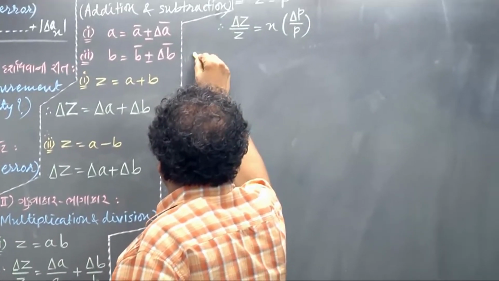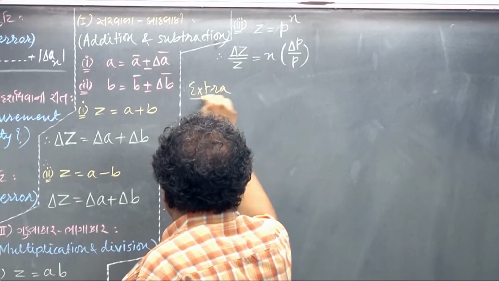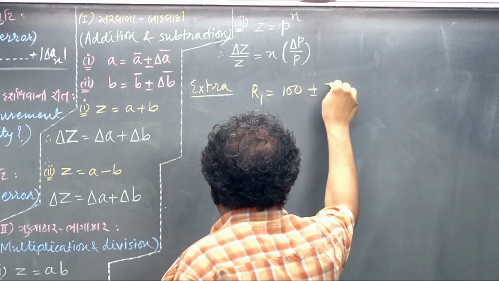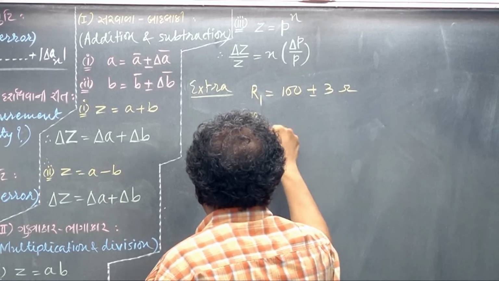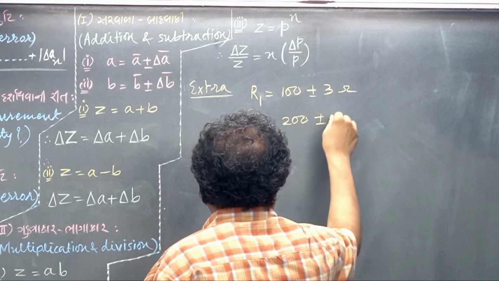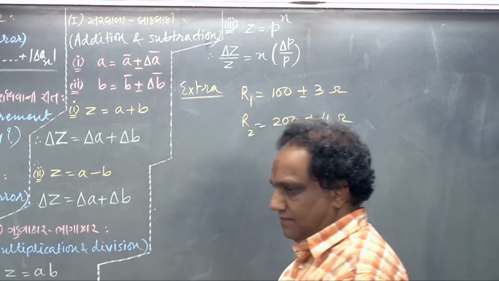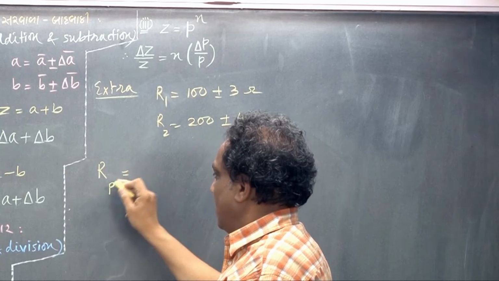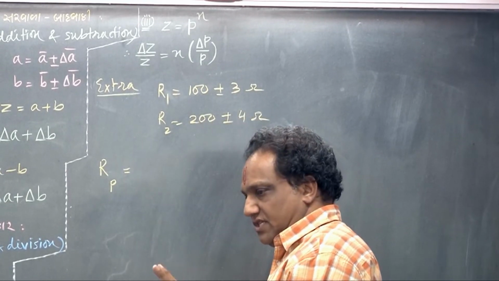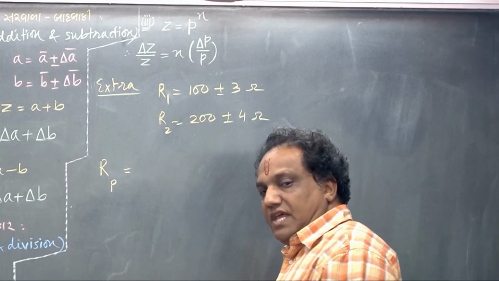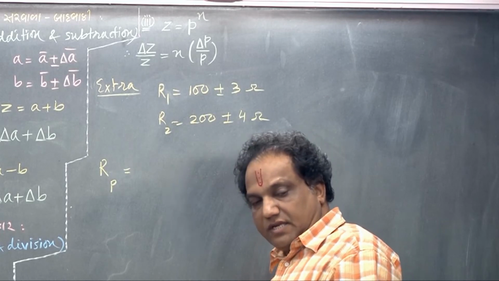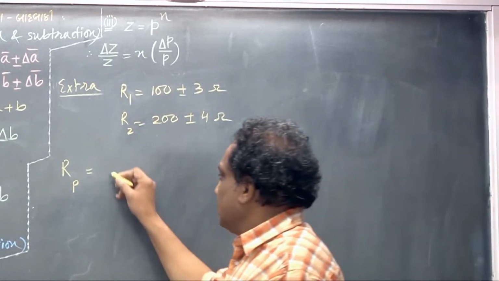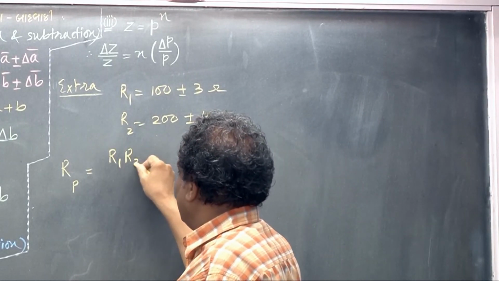R1 is given to you, 100, plus or minus 3 ohm. What about R2? Now look, in parallel combination, the effective resistance, suppose we take RP, P for parallel. Only two resistances are connected in parallel, then equivalent resistance is, remember, in words, multiplication upon addition. What is multiplication?